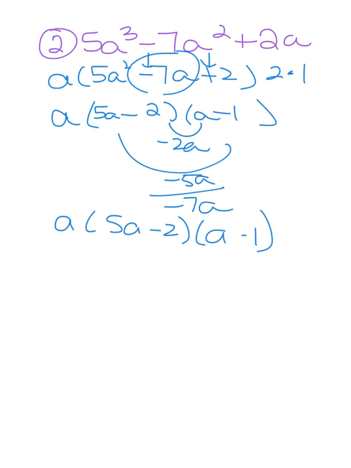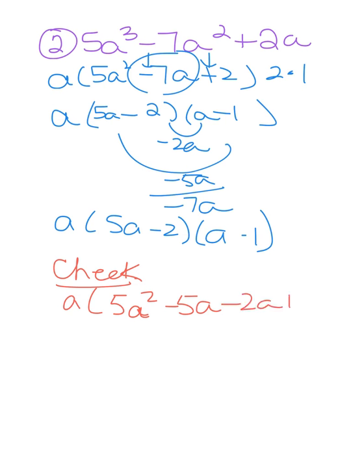I always recommend checking it. It's an easy way to see if you did it correctly. So I have my a's out front. Now I'm going to use FOIL. So I get 5a squared for my first term. And then I have my outside term is minus 5a, my inside term is negative 2a, and my last is plus 2. I'm going to rewrite my a, combine my like terms, and I have 5a squared minus 7a plus 2. Now my last step, I have to distribute that a, so I'm left with 5a cubed.